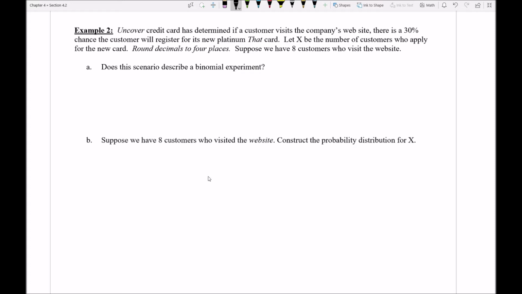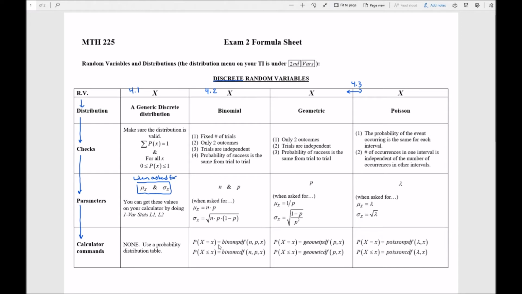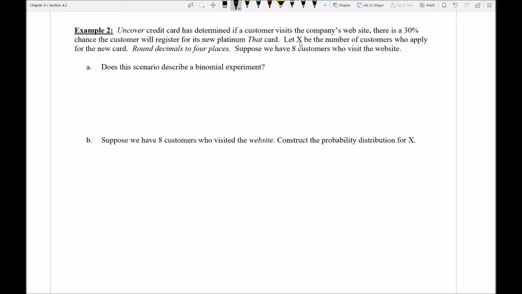Let's go back to rounding our decimals to 4 places, and suppose that we have 8 customers who are going to be visiting the website. Notice again, I'm following exactly what the formula sheet highlights here. First thing I need to do is recognize what my random variable is, and is it discrete or continuous? Well, here I'm told that X, my random variable, is the number of customers who apply for the new card. Okay, well, that's definitely discrete because I could count up on my fingers or using tally marks the number of customers who sign up for a new card.